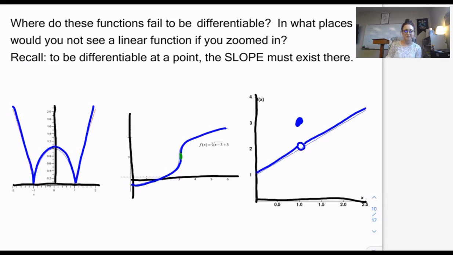Again, what does it mean to be differentiable? It means that if I zoom in enough, the slope exists there. In other words, it looks like a linear function if I were to zoom in enough, okay? So take a look at the graph on the left there.